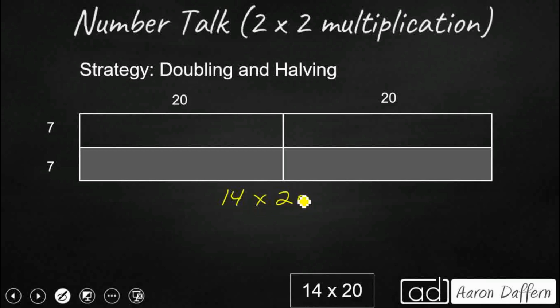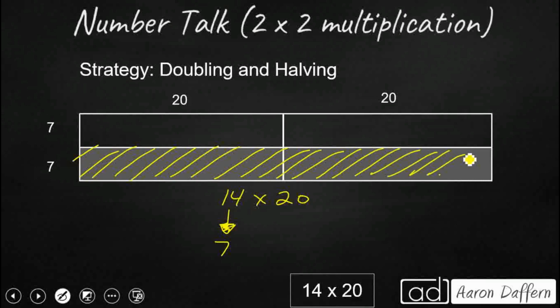Here's how doubling and halving works. If you take one of your factors and you cut it in half. So you notice we've got our 14. I want to cut that in half to 7. So that's why this is gray down here. So I'm going to take away half of it.